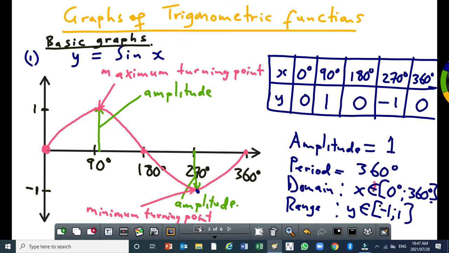We can also reflect this graph about the x-axis so that this maximum turning point becomes the minimum turning point, and the minimum becomes the maximum. Right? So we'll deal with that later, but we are going to be playing around with this. So when you see the graph of sine, first thing that must come into your head is the basic graph.